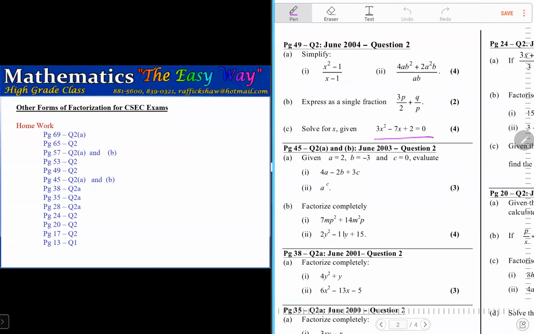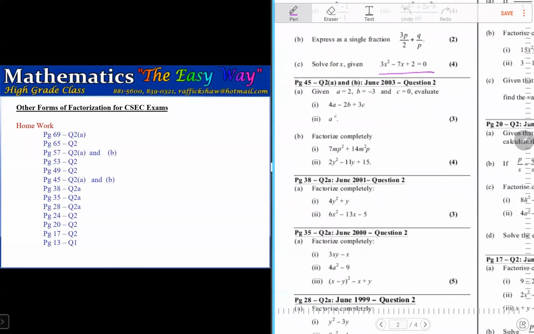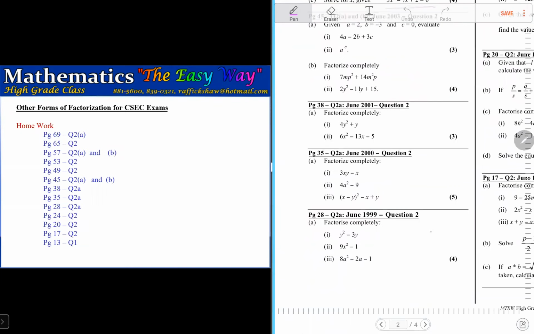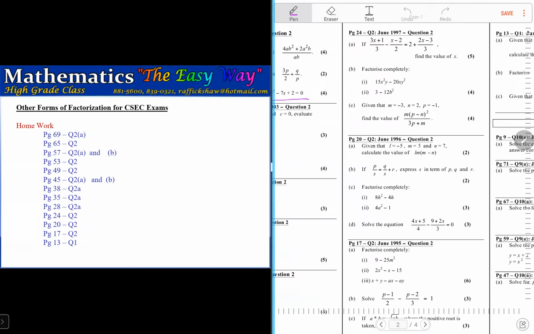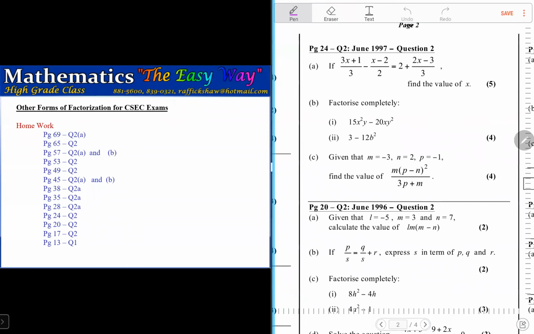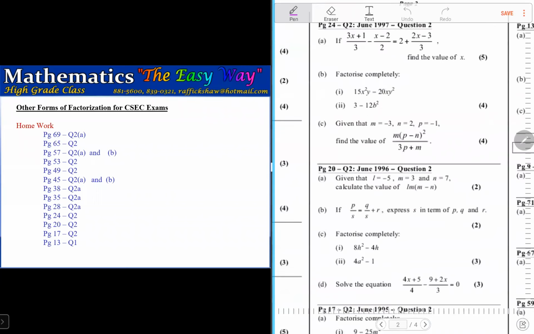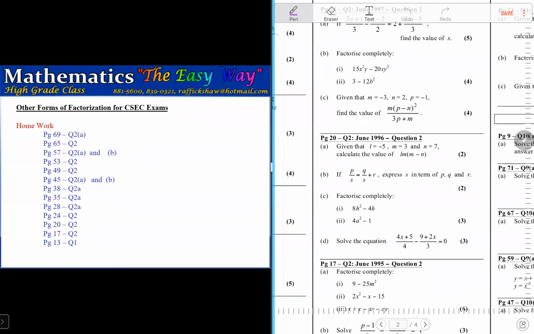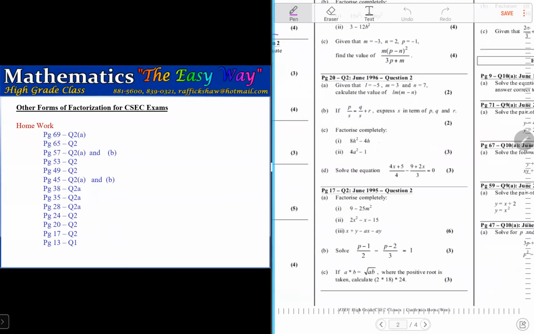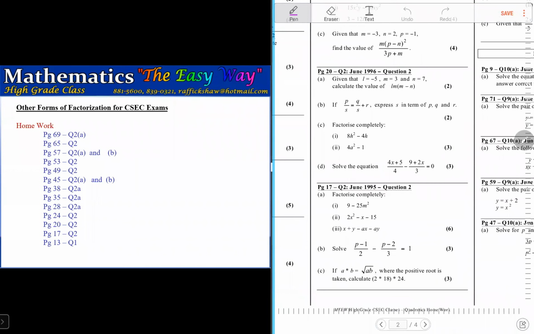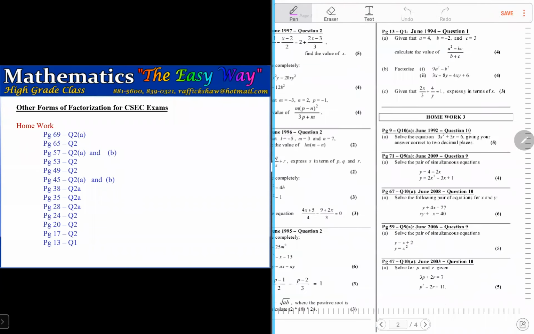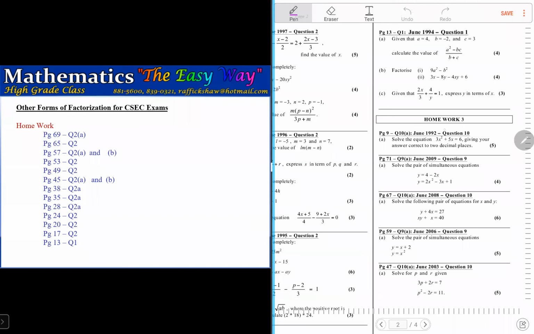Then we have these to factorize. Most of these are factorized. Factorize, that's it. Then we have that one to solve. And then we have this. By the way, this is also a question that is due. The first question in homework number 3 should be on homework number 1.